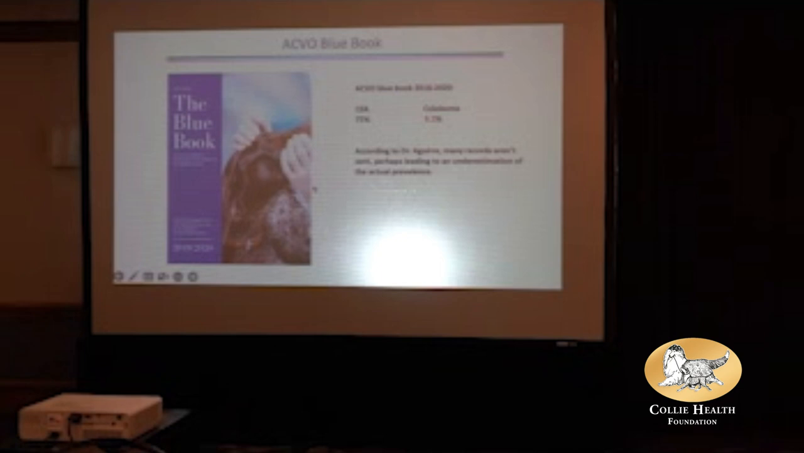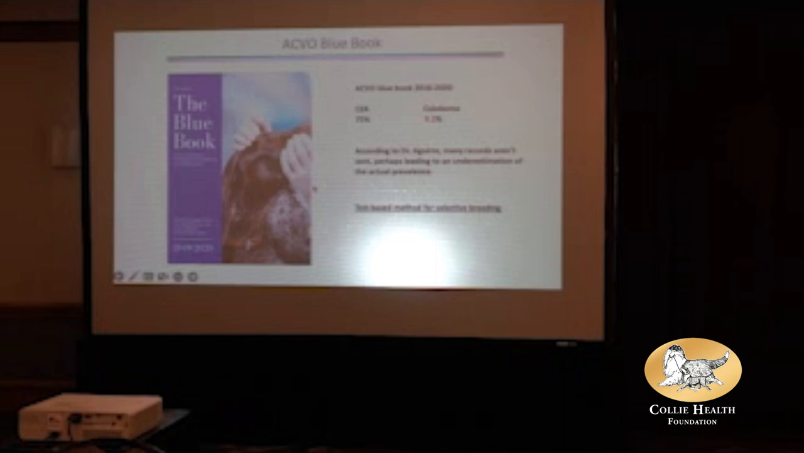And I have to report a note by Dr. Aguirre that said that many records aren't sent and perhaps lead to an underestimation of the actual prevalence. So that is why we are proposing this study, why we are saying we should find a marker. Well, we think that a marker will give us control on what we have. Then what we will do with this control is up to the breeder.